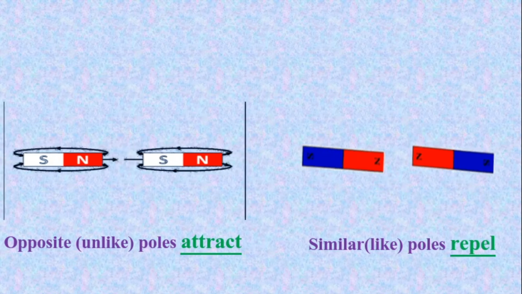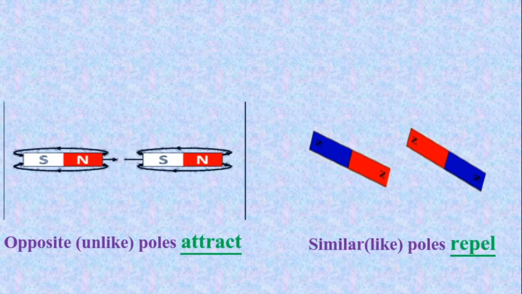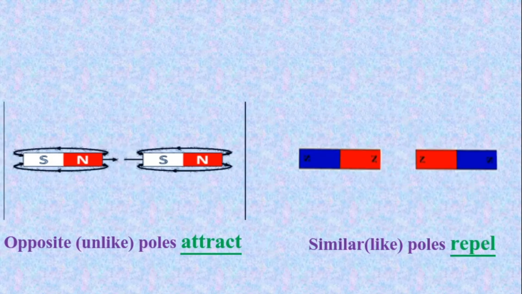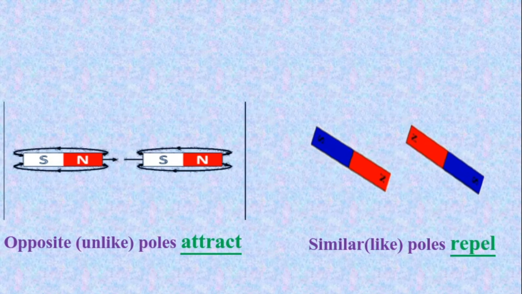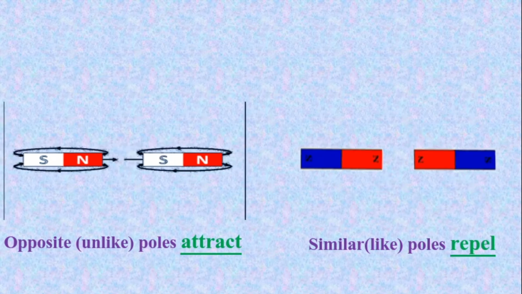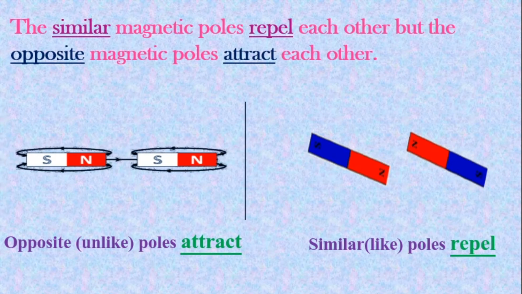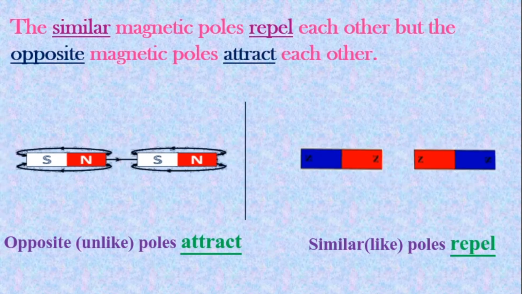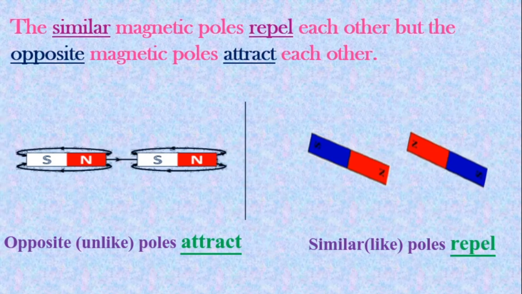Try the South Pole from the first magnet to the South Pole from the second magnet. They have the same result, so they repel each other. Okay, from here we can conclude that the similar magnetic poles repel each other, but the opposite magnetic poles attract each other.